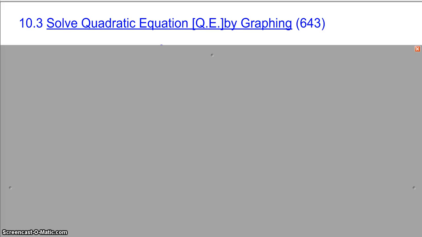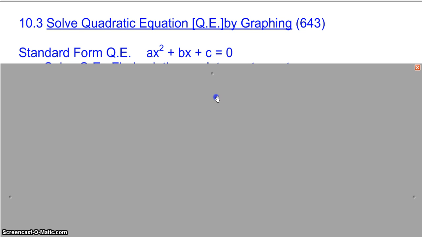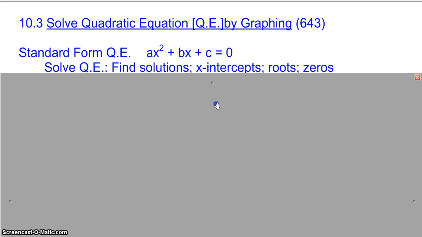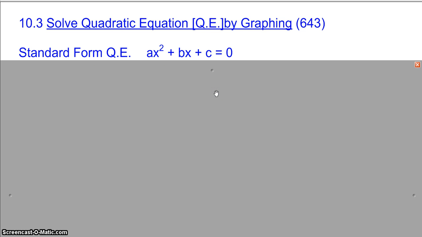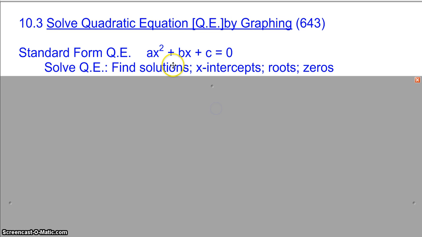Okay, chapter 10, section 3, we're solving quadratic equations by graphing. Give me the standard form quadratic equation. Ax squared plus bx plus c equals 0. Very good. And so, when we solve these, we have 4 possible names of what we find. We find the solutions, the x-intercepts, the roots, or the zeros. These are all synonyms for the same thing.